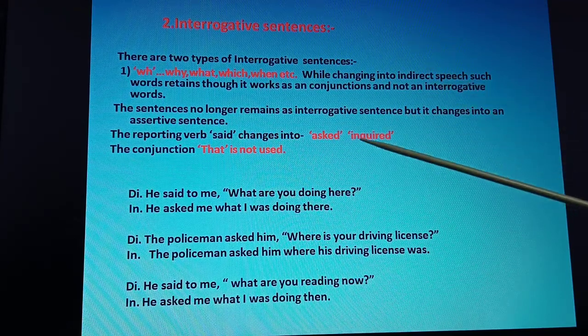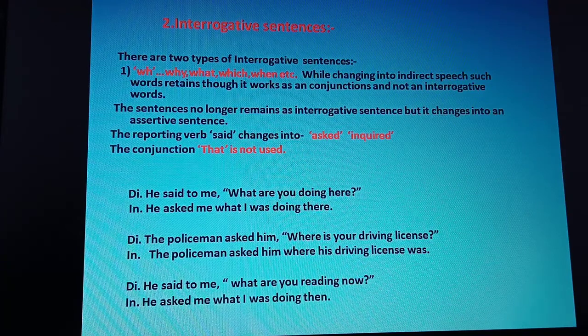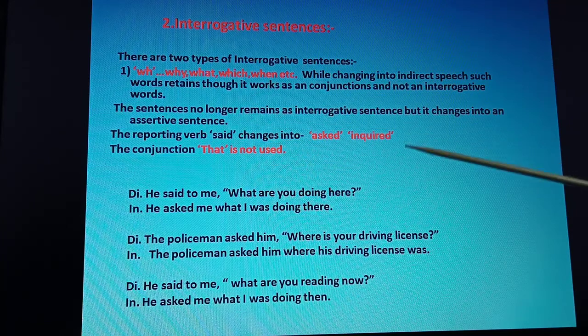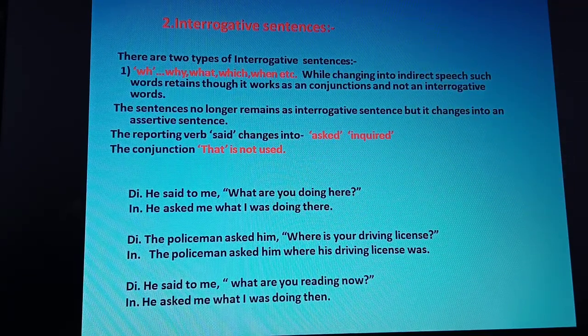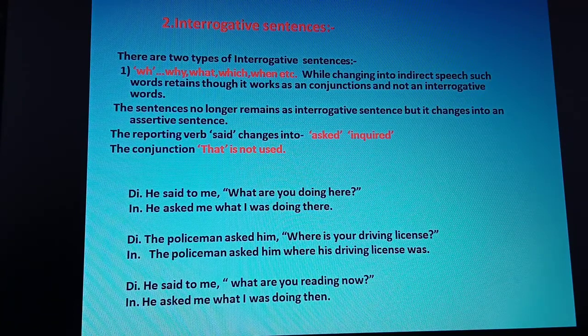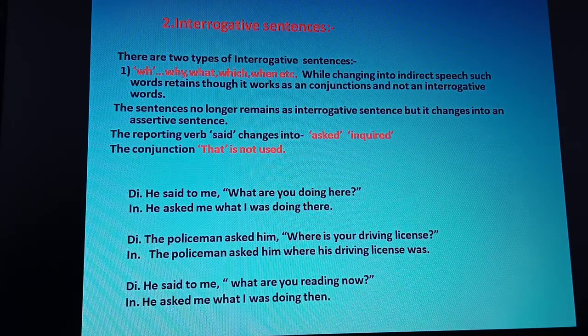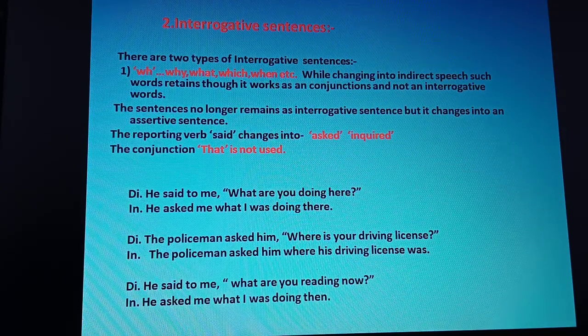Popularly it is asked. Inquired is used, suppose, in a police inquiry, or when you are inquiring the time at the railway station, you go and ask what time this train is going to arrive. So what you are doing is inquiring. In the office we have the inquiry. Understood? That said will change into inquired depending on the type of sentence. Here remember again, the conjunction that is not used in an interrogative sentence. And also remember, comma, inverted comma are the same everywhere. Here the inverted commas and question mark will be removed. They will not be used.